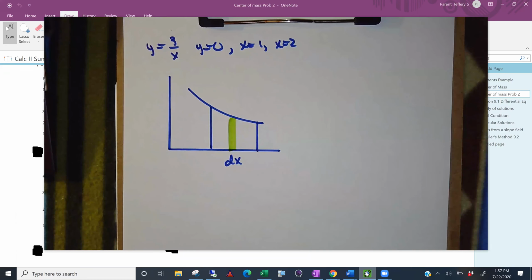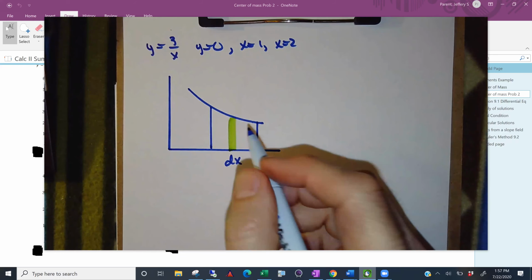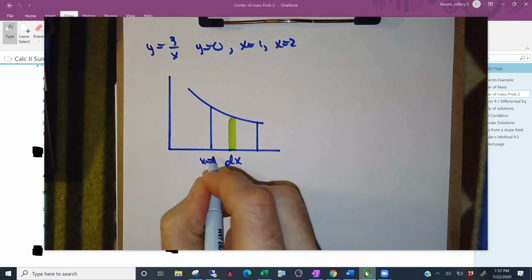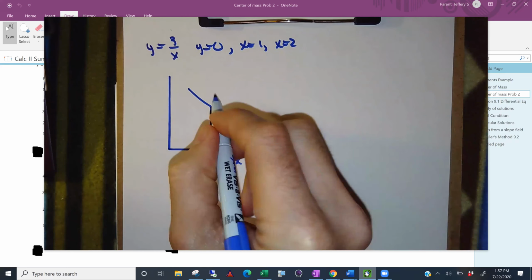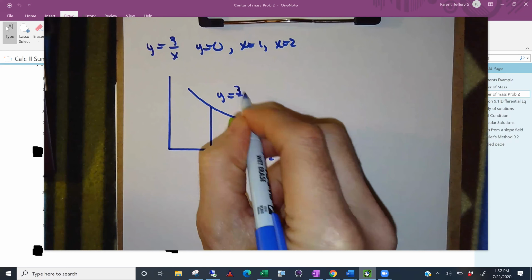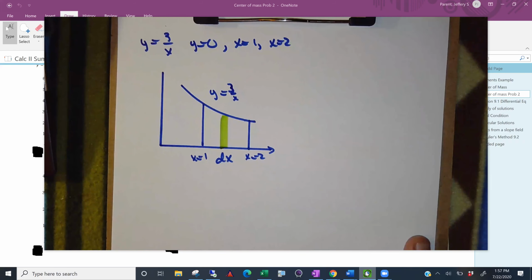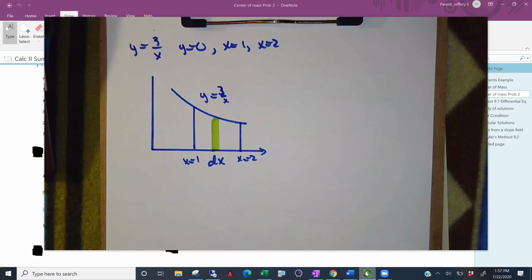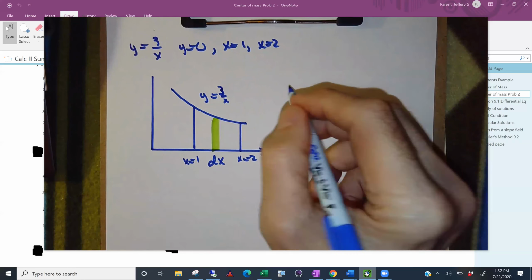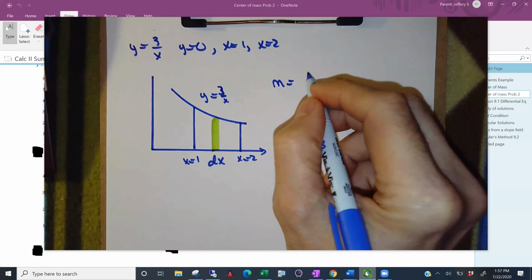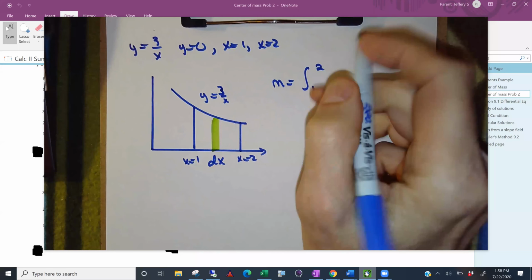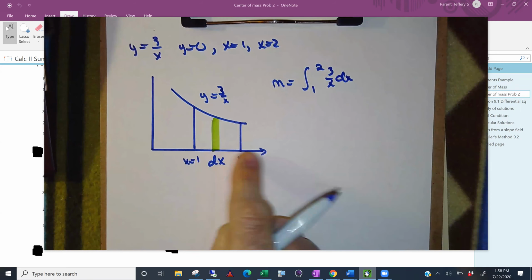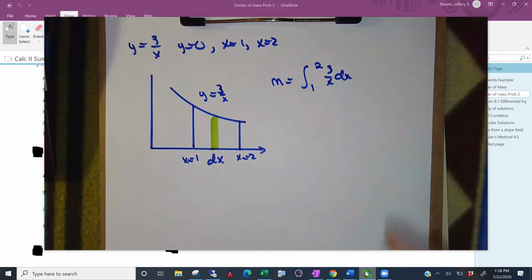Okay, so let me switch over to my rendering right here. So we've got x equals 1, x equals 2, and y equals 0, of course, is the x-axis. I'm not going to draw that in. And this is our function y equals 3 over x. We saw in the last example that the density factored out, so I'm not going to bother to put that in my future calculations. I'm just going to calculate m equals the integral from 1 to 2 of 3 over x dx. This is essentially calculating the area, which we're going to use as a stand-in for the mass.